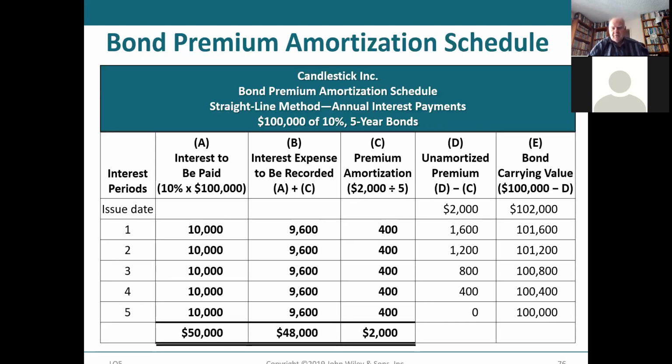And here they're showing you the same grid. The only difference is we're starting off with a higher number, 102,000. 10,000 is always going to be the same, the amount we're paying. Here's the $400 per period in amortization. And now we subtract to get 9,600. So you got 102 minus 4 equals 1,016 minus 4 equals 1,012, all the way down to maturity when we pay the bond.